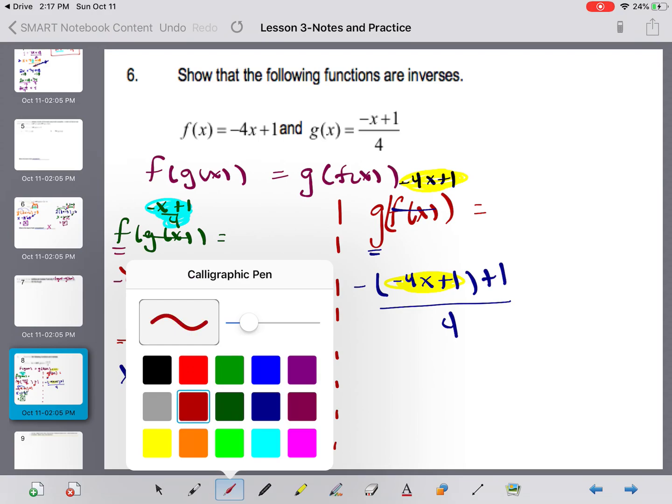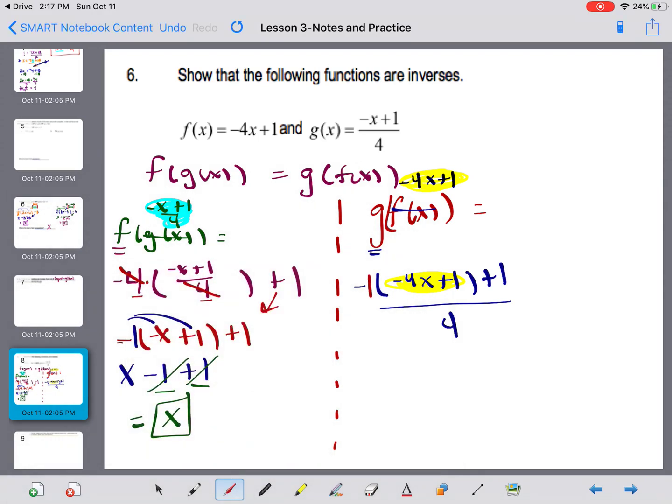Again, that negative right out in front is just a negative 1. So I'm going to distribute that negative 1 in the top. So I get positive 4x minus 1. Rewrite this plus 1 all over 4. Clean up your numerator first. When I go to combine my like terms, the 1's cancel. So I'm just left with 4x over 4.